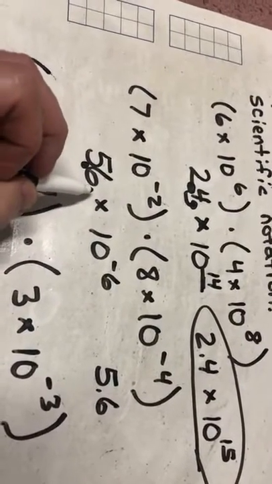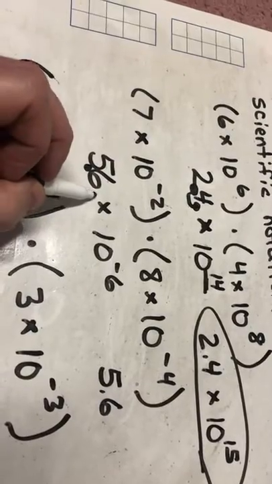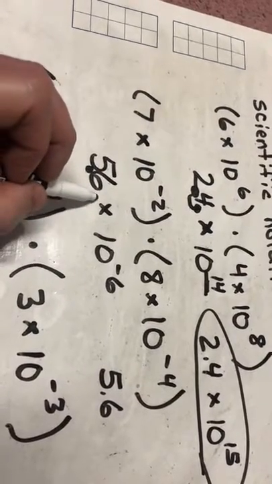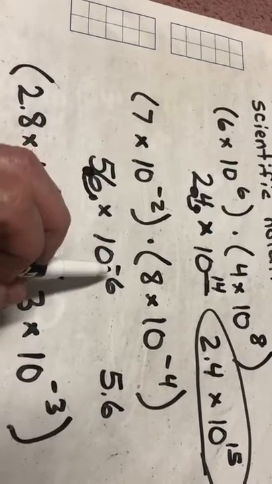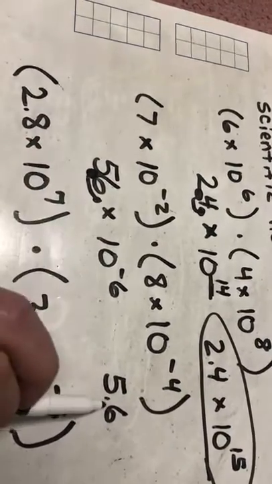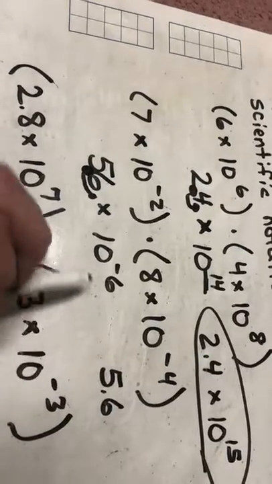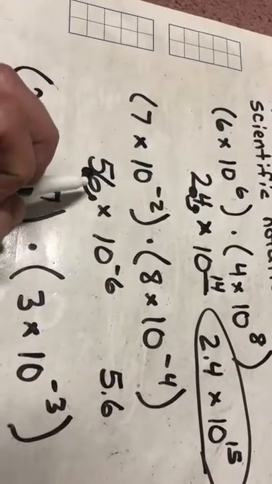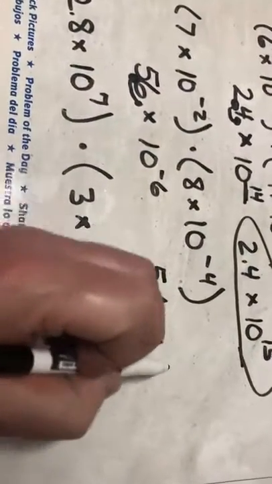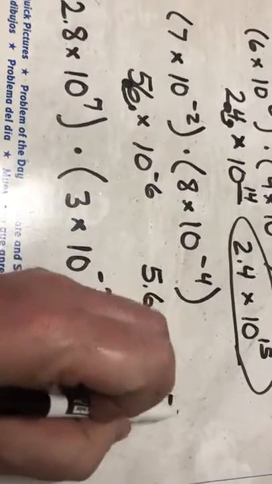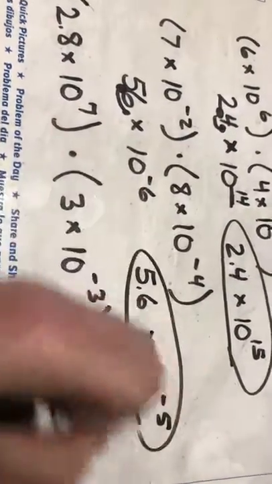But this told me at 56 that since it's a negative exponent, I had to move it to the left 6 times. Well, the decimal was right there in 56, and I've already moved it to the left 1 time to make it in scientific notation, 5.6. Since I've already moved it to the left 1 time, there's only 5 more times to move it. So instead of a negative 6, this is going to become times 10 to the power of negative 5.